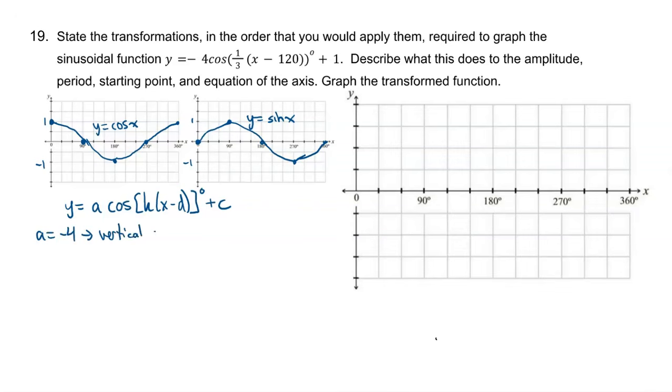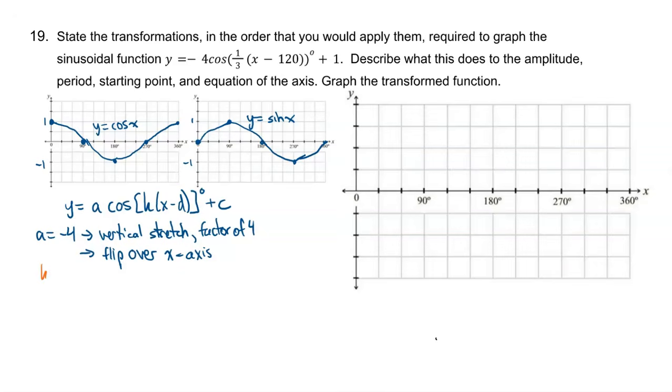So a is -4, which means it's a vertical stretch by a factor of 4. In other words, we're going to take the y values and multiply them by 4, but it's also negative. So not only are we going to multiply it by 4, we're going to multiply those y values effectively by -4. We're going to vertically stretch it by 4 and flip it over the x, the horizontal axis.